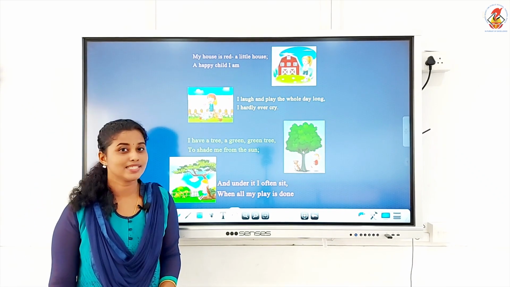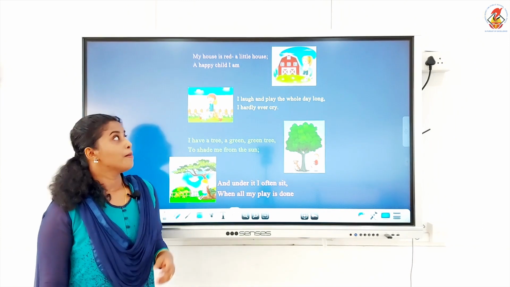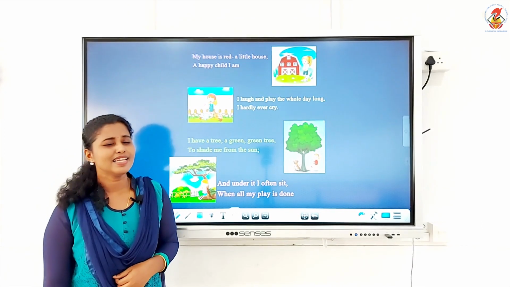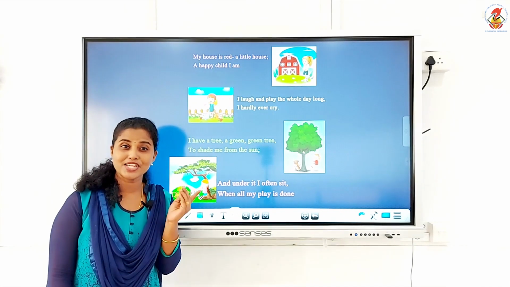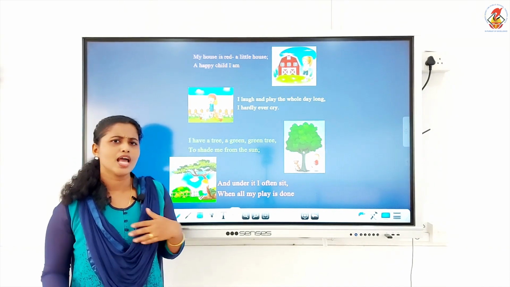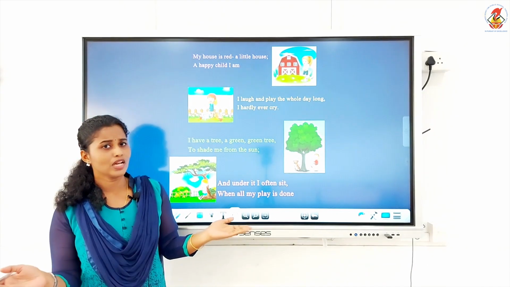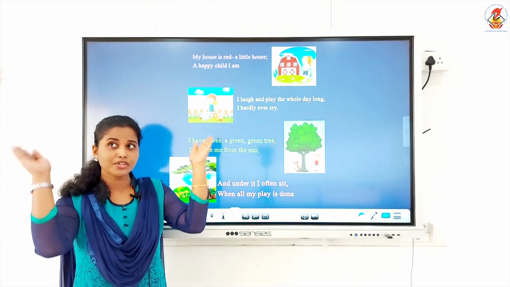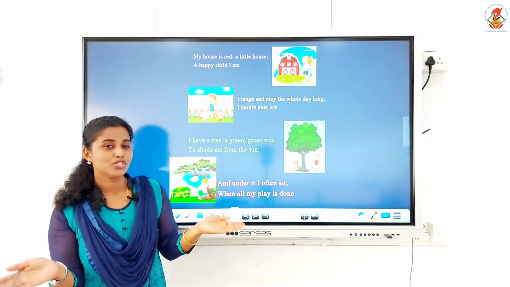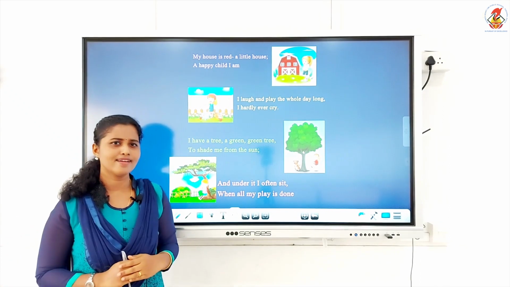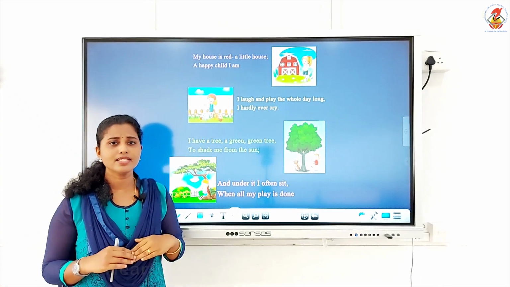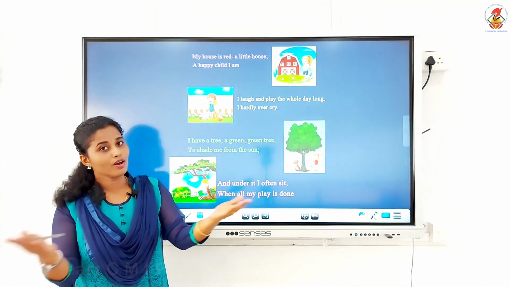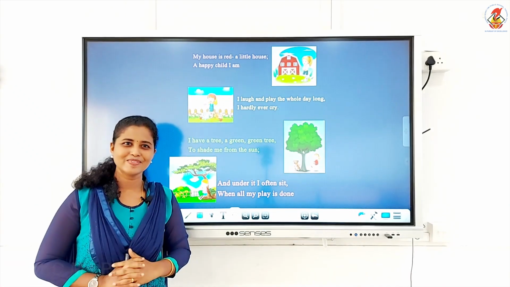Okay, so listen carefully. My house is red, a little house, a happy child I am. I laugh and play the whole day long, I hardly ever cry. I have a tree, a green tree, to shade me from the sun. And under it I often sit when all my play is done.